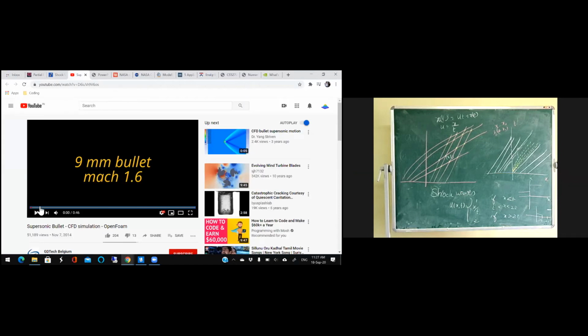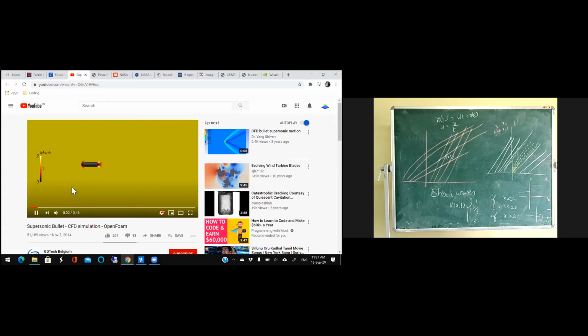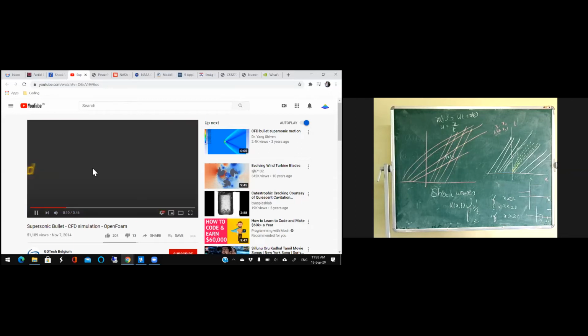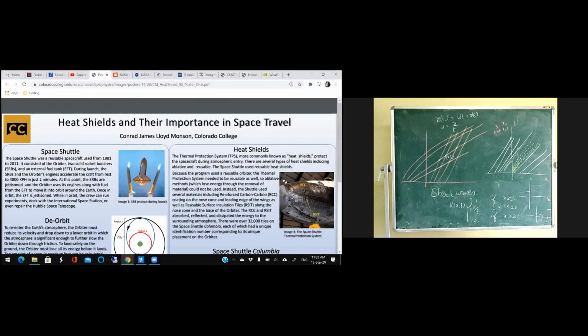Sir, do they call it a sonic boom? Yeah. This is regarding the bullet. When the bullet is going, you can see that a shock wave is formed. This kind of shock wave is going to form. This is a supersonic bullet.